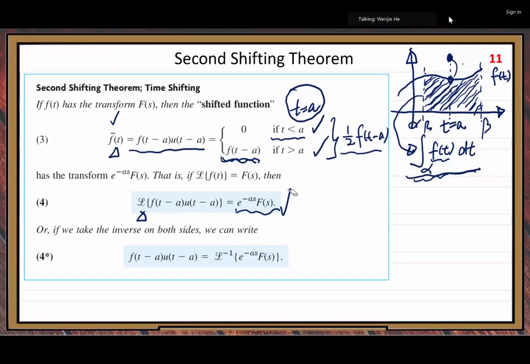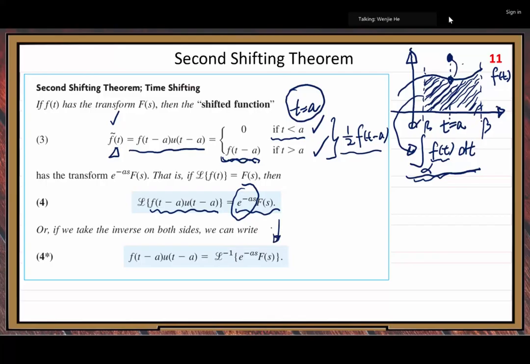This is the second shifting theorem, and the second formula is the inverse of the first one. For the first one, inside the Laplace transform there is a shift operation. For the shift operation, you need to multiply by that u function, the shifted u function. On the right-hand side, you just multiply by that e term. That's the second shifting theorem. For this one, you just take the inverse.